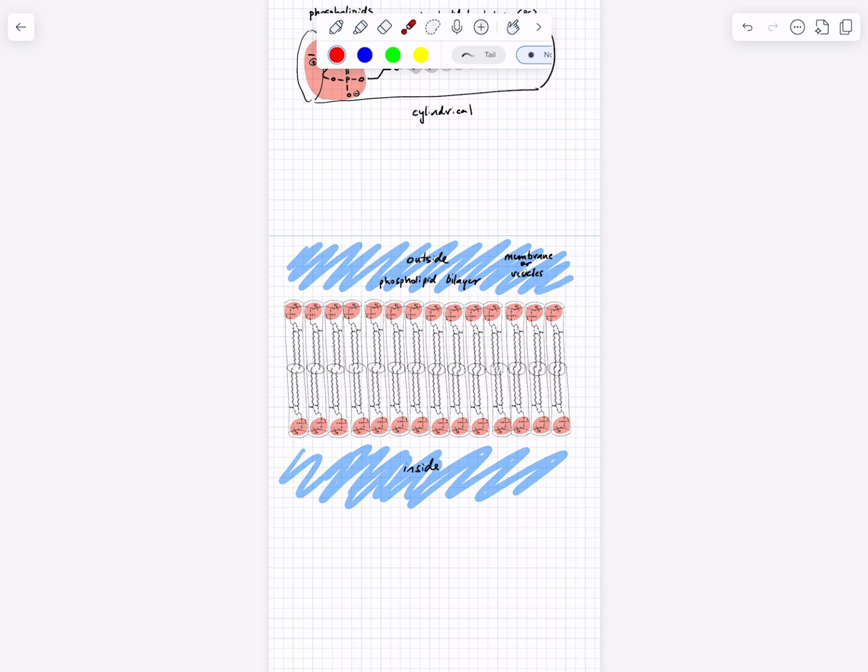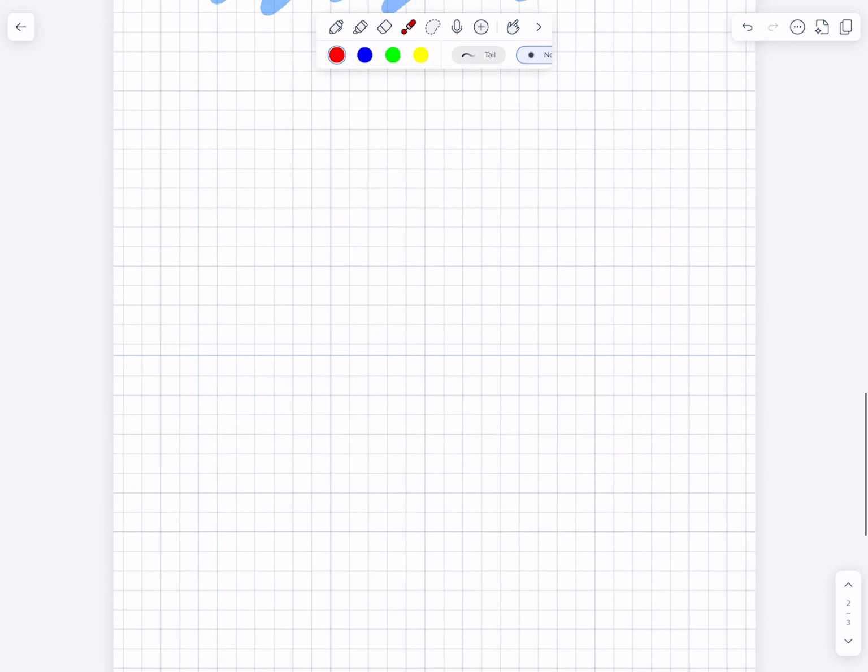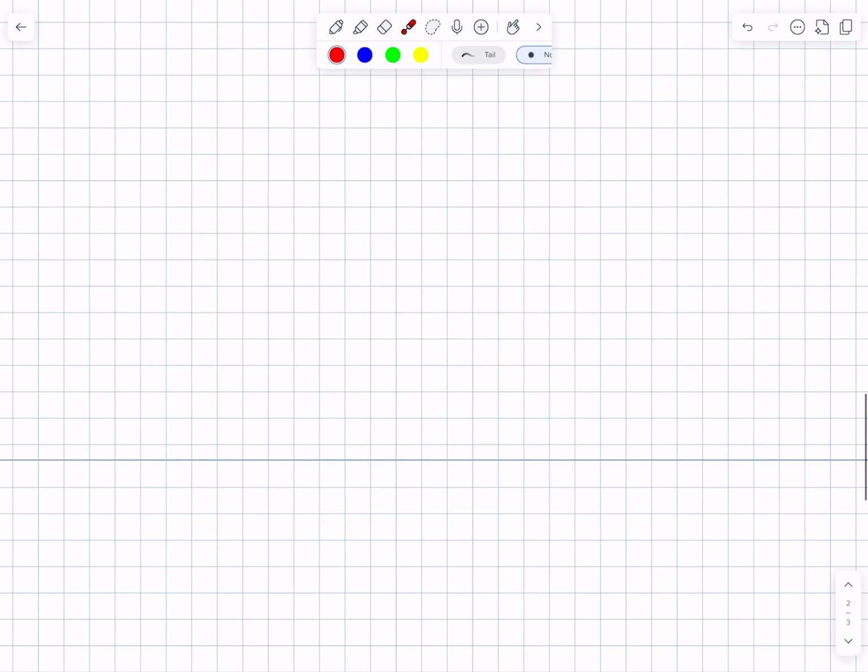So that's membranes. Now we need to talk about what's called the hydrophobic effect, or why oil and water don't mix. And to do this, I need to remind you of something that we talked about last time, about two kinds of interactions and about the difference between ice and water.